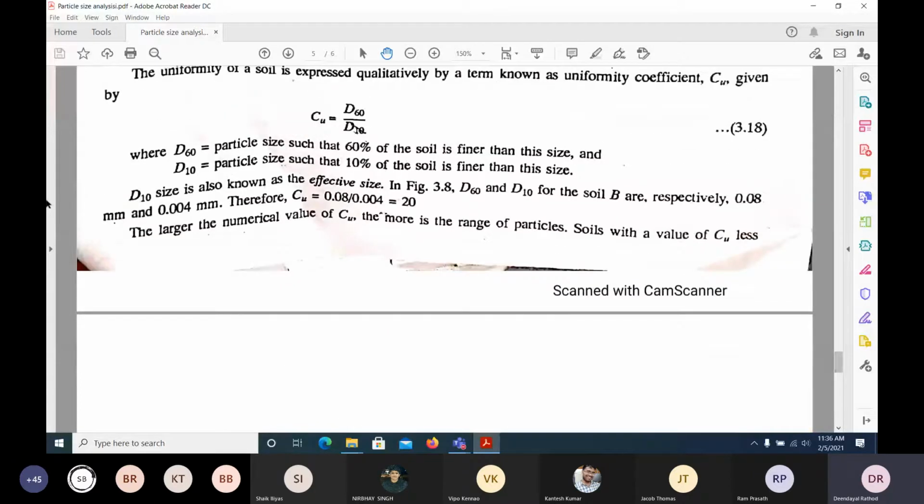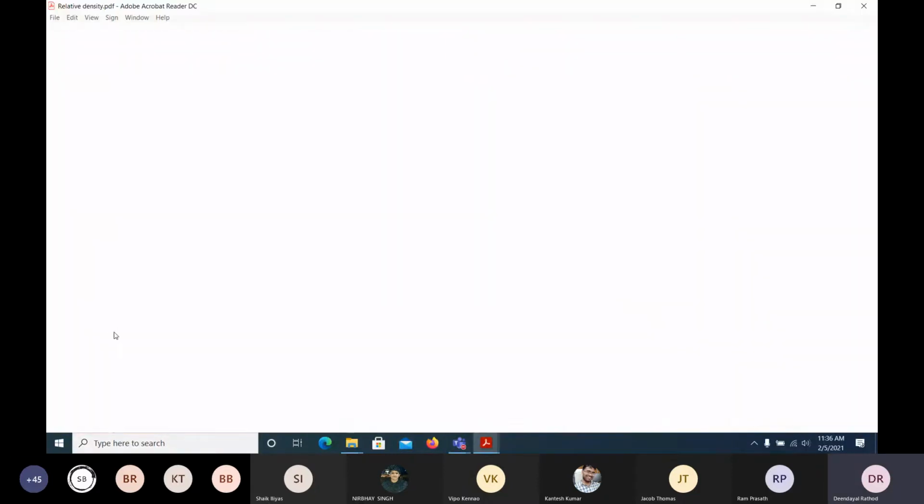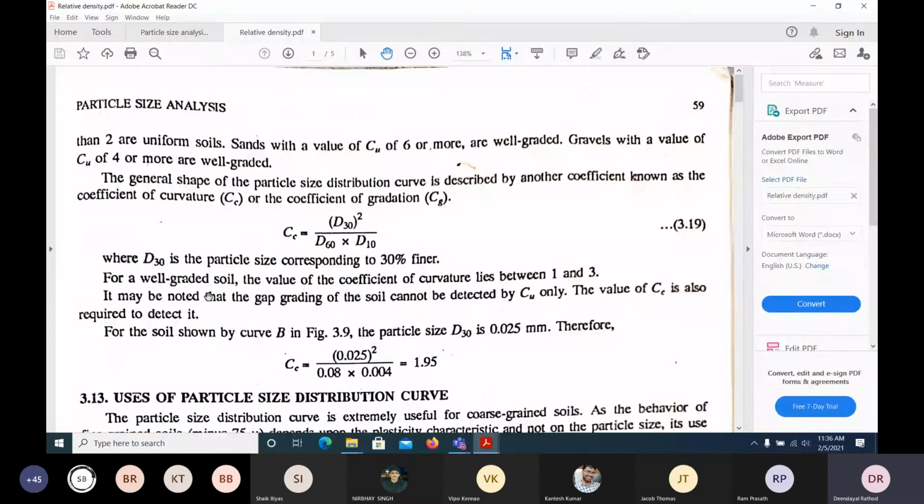Now today we'll discuss the relative density. That is a very important term. For sandy soil we always talk about this relative density. It is not about the density we already know, relative density is something different. They have given some definitions. So we always try to use this term relative density, especially for coarse grained soil.